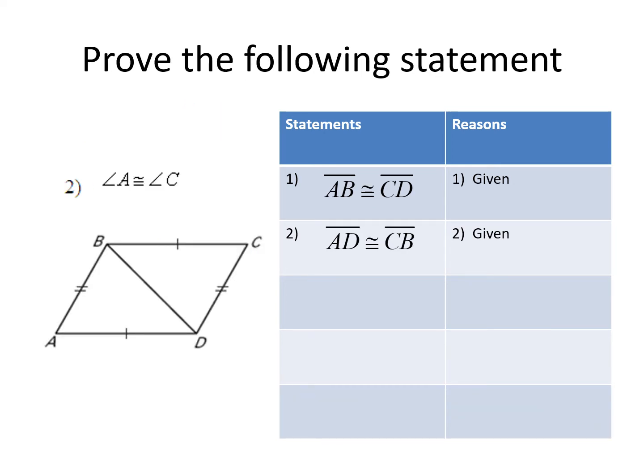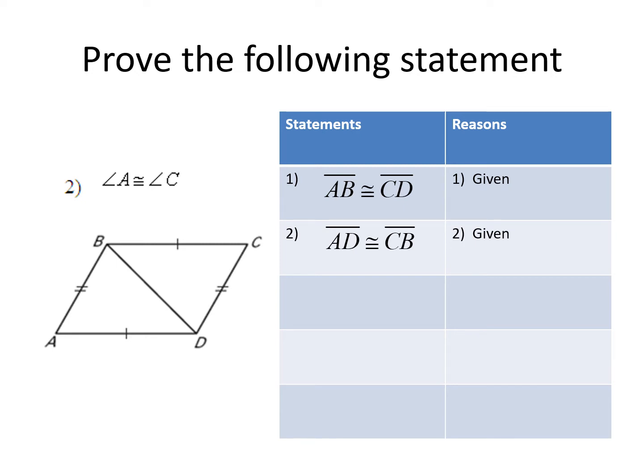Again, what I'm trying to prove is that angle A is congruent to angle C. So in order to do this, again, since I have triangles, we're still going to want to try and prove the triangles are congruent to start with. After I prove them congruent, then I can use my CPCTC to help me prove that other information as long as they're corresponding parts.